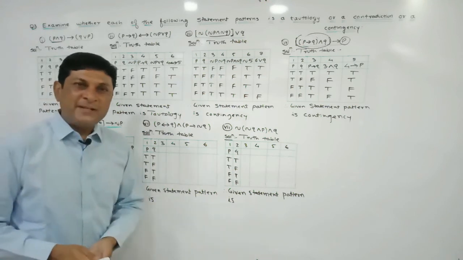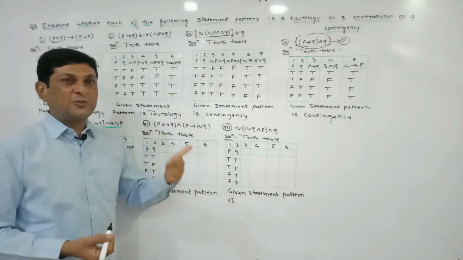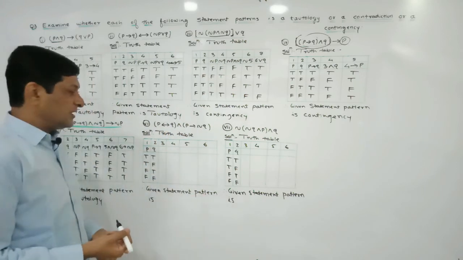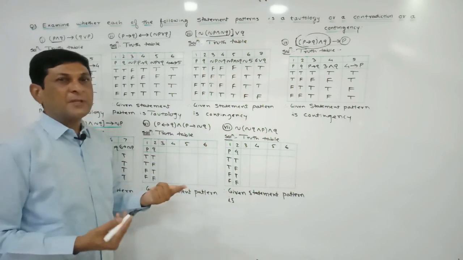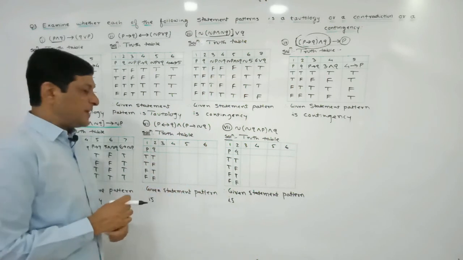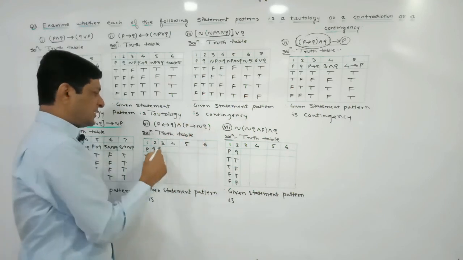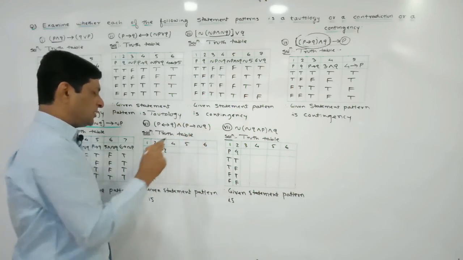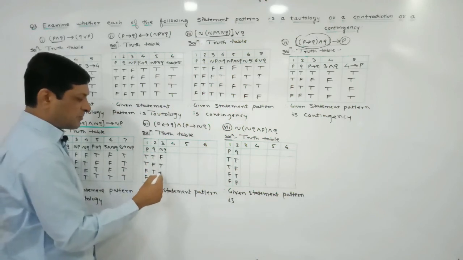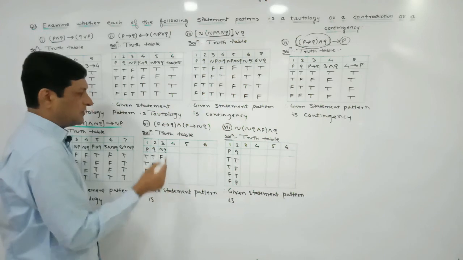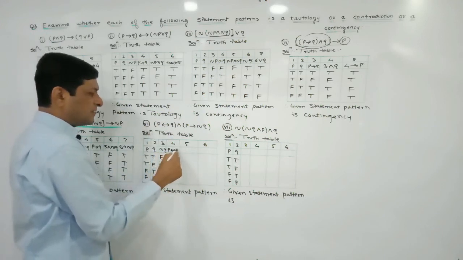Now see example number 6. In this example also two letters are there, meaning two statements are under consideration, and we know that four possibilities of truth values are there, which are already written here. So first we will require the truth value of negation Q, so find out negation Q. Negation of true is false, negation of false is true, negation of true is false, negation of false is true. Now find out P if and only if Q.